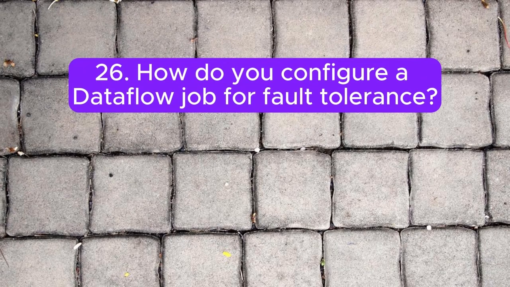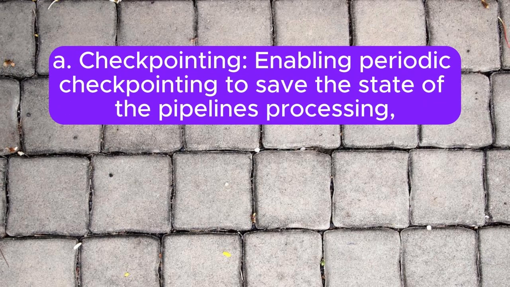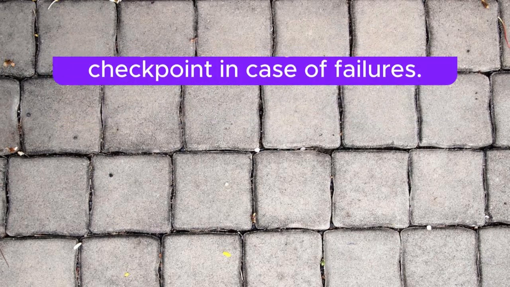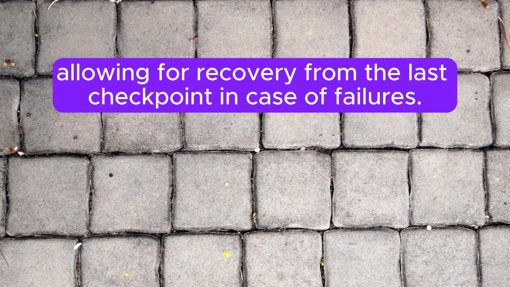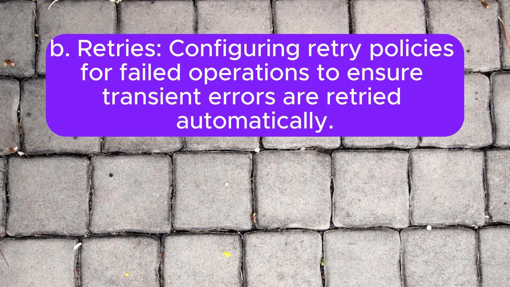26. How do you configure a Dataflow job for fault tolerance? Answer. Configuring a Dataflow job for fault tolerance involves A. Checkpointing, enabling periodic checkpointing to save the state of the pipeline's processing, allowing for recovery from the last checkpoint in case of failures. B. Retries, configuring retry policies for failed operations to ensure transient errors are retried automatically.